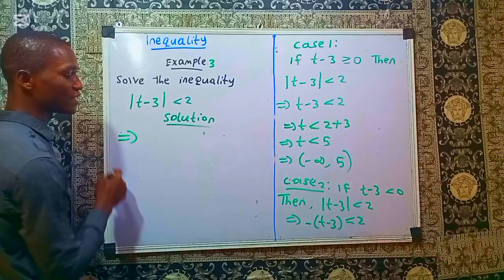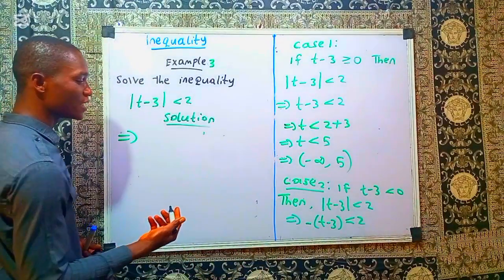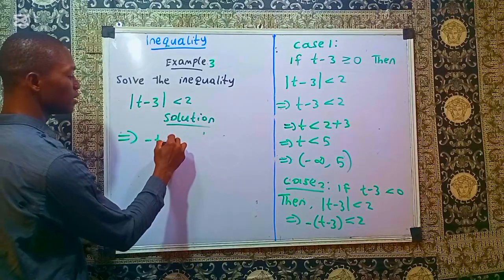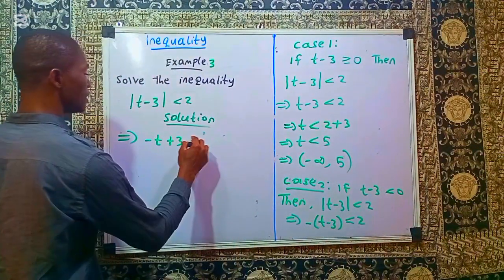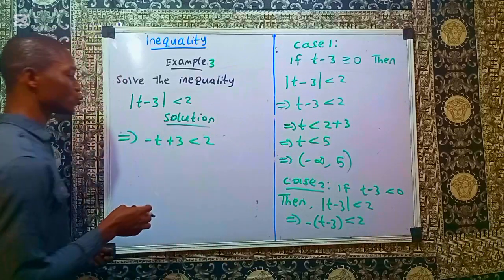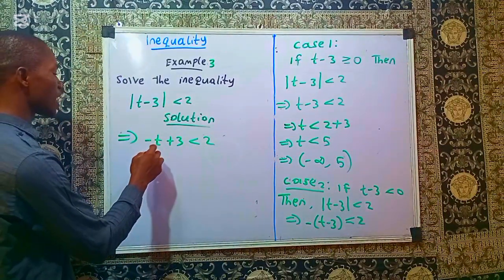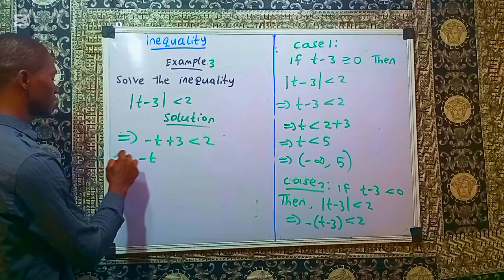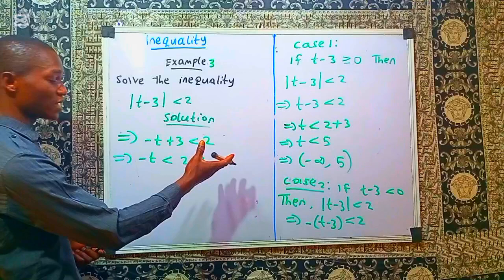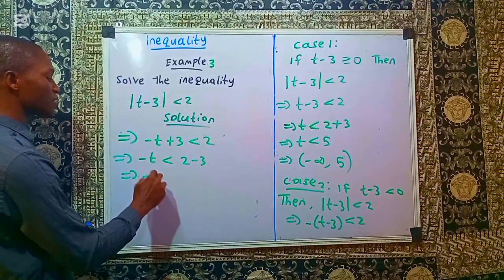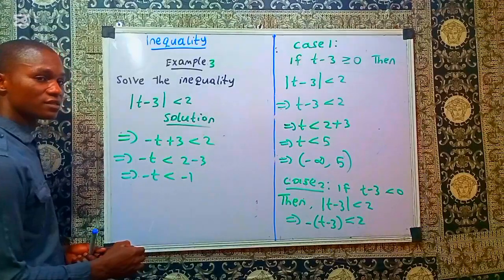So this simply implies we can open this bracket, right? If you open this bracket, you are going to have minus t plus 3, less than 2. This is what we have, right? Then we are going to have minus t. If I move plus 3 to this side, it will change to minus, right? So this implies that minus t is less than 2 minus 3, which gives minus 1.